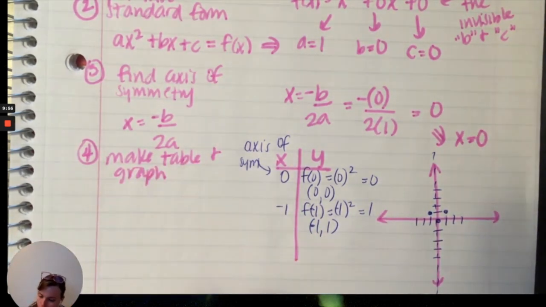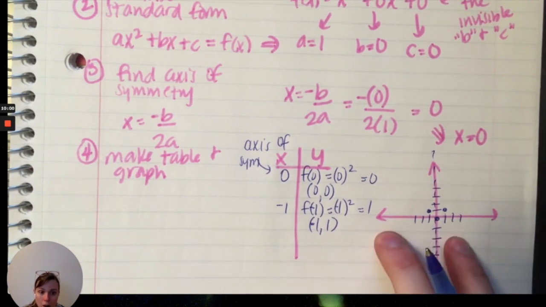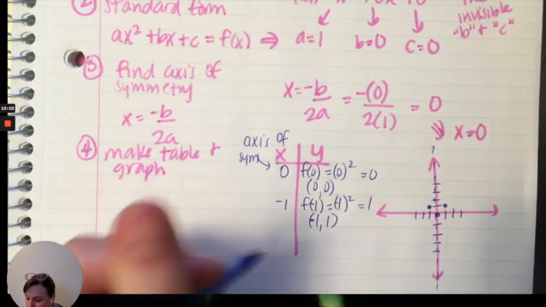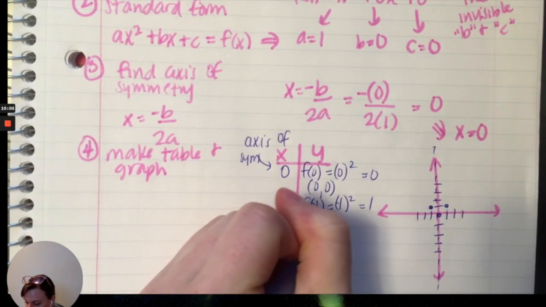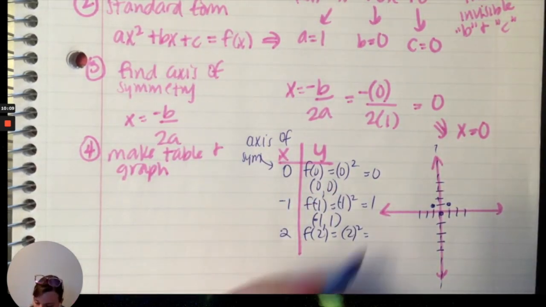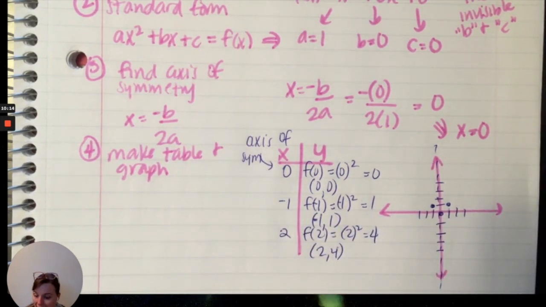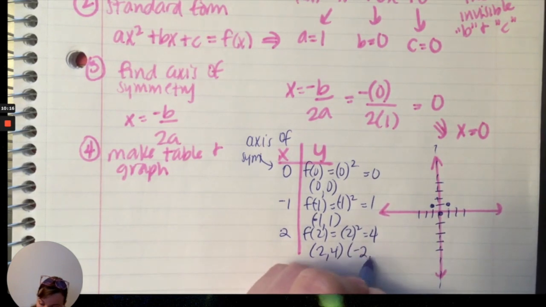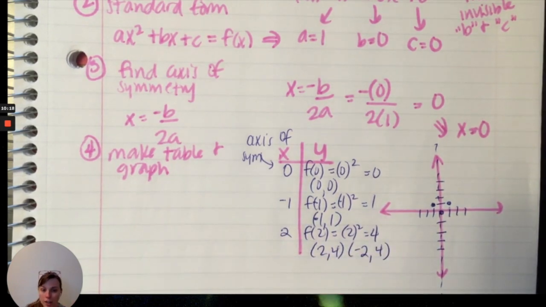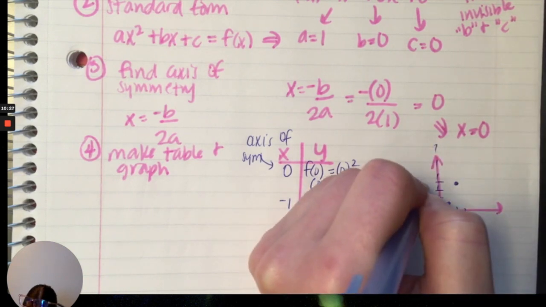Parabolas are awesome. Okay, once we've gone out from the center, from the vertex, we're going out 1. I'm going to go out 1 more, and let's go to 2, because that's a nice positive number. 2 multiplied by 2 is 4. That means my coordinate is 2, 4. And my bonus coordinate will be negative 2, 4. Because if I plug in a negative 2, I'm going to get negative 2 multiplied by negative 2, and that's a positive 4. So I'm going to go 2, up 4, negative 2, up 4.